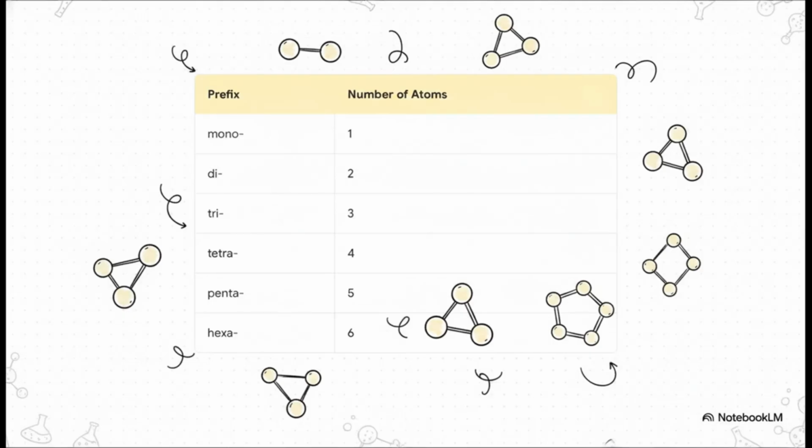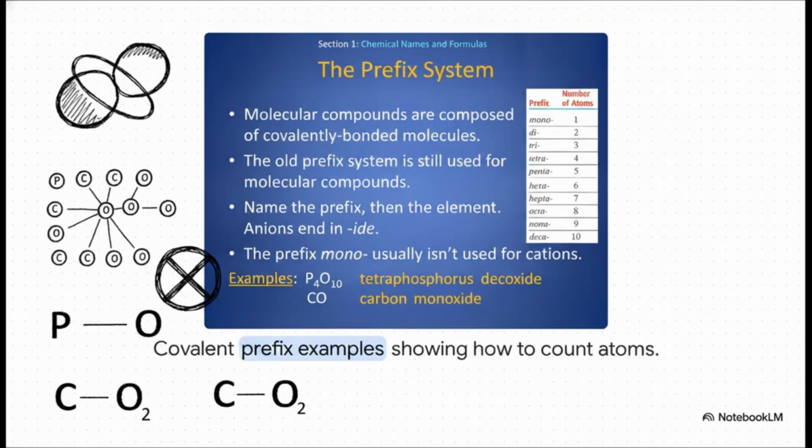These prefixes act as our direct counting mechanism. Mono means 1, di is 2, tri is 3, tetra is 4, penta is 5, and hexa is 6. You simply state the prefix, then the element name. Let's look at some famous examples to see this in action. If we have P4O10, we literally just read the numbers using the prefixes, tetraphosphorus decoxide.